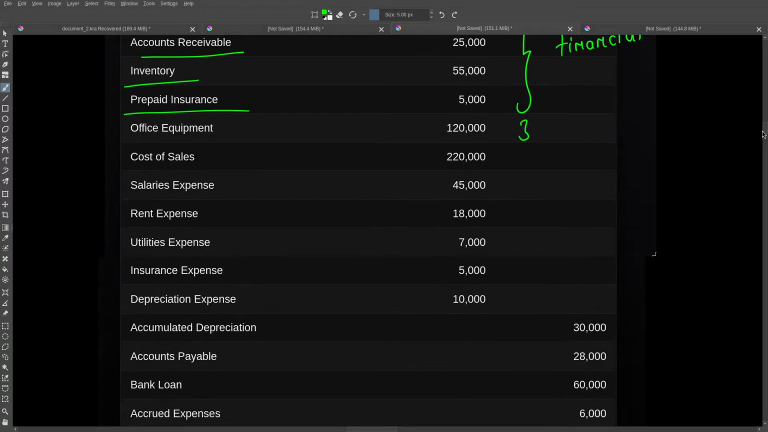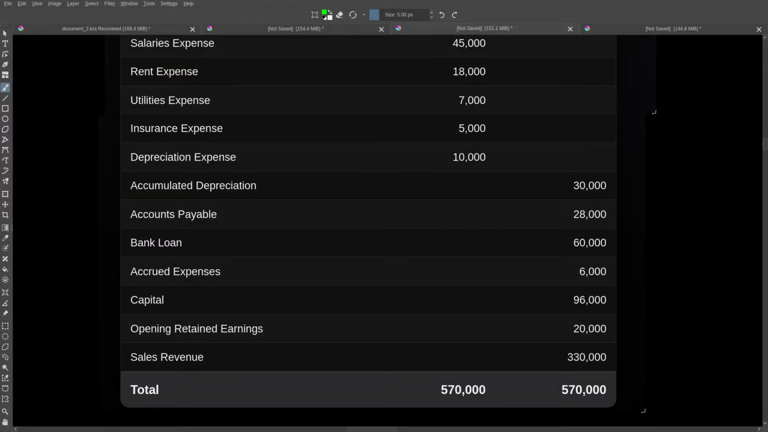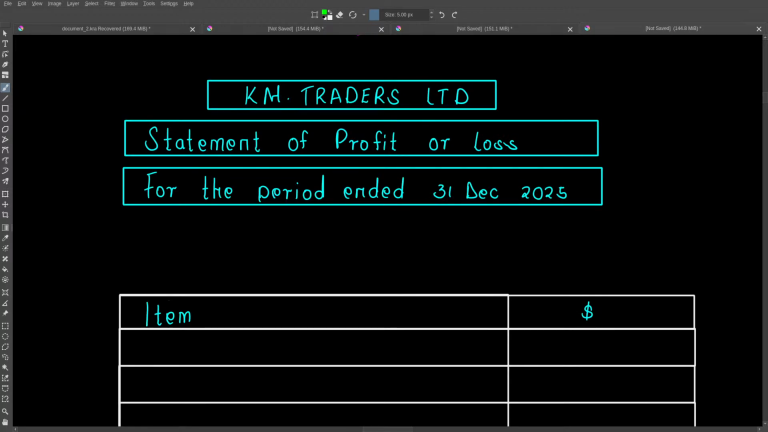So in this case, what is the sales revenue? You can see here we have a sales revenue of 330,000. So let us look at the structure of the statement so that we see how we're going to arrange these items. Normally, make sure you indicate the name of the business, the specific statement you're looking at, and the period. Remember, for this statement of profit or loss, we are looking at during a certain period. We are not looking at a particular point in time. These are the sales during the period. These are the expenses during the period.